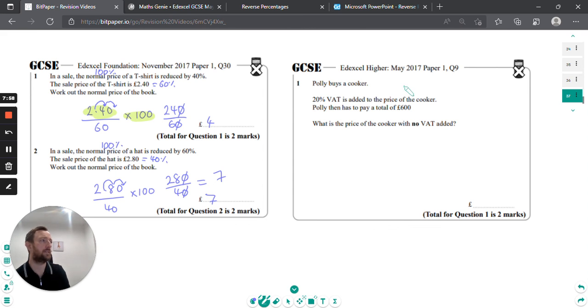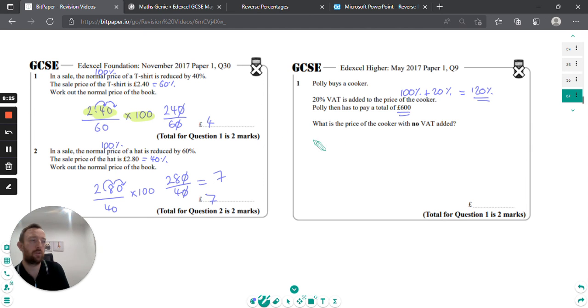If we look at the higher tier paper one, Polly buys a cooker, 20% VAT is added onto the price of the cooker. So that 100% was the normal price, and I've just added on a VAT amount of 20%. So it's now 120%. Polly then has to pay £600. So that just tells me that that must be the same as that.